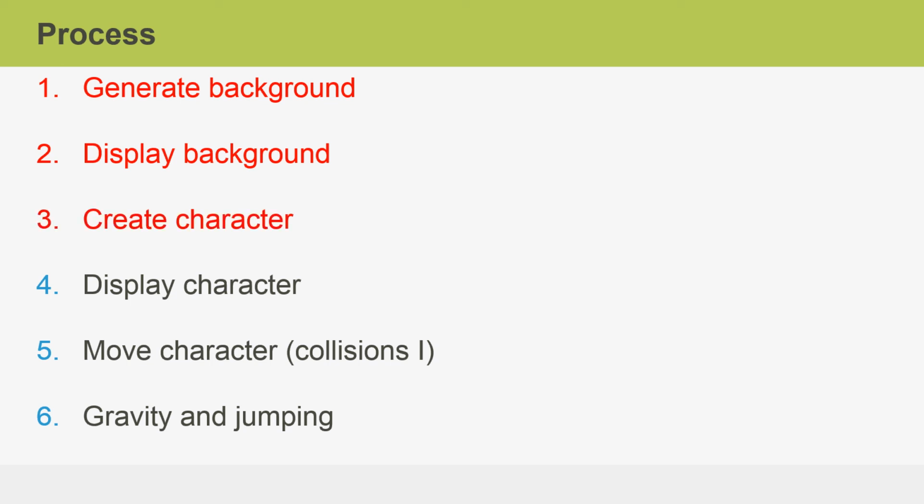Create a character, create them on screen, display them, animate them, move them, and then I've got collisions one there. That's really, in a platform type game, one of the basic types of collisions you need to check for: whether the player's standing on something solid or whether they're in mid-air, basically. So that's the first kind of collisions we get to, and then gravity and jumping.